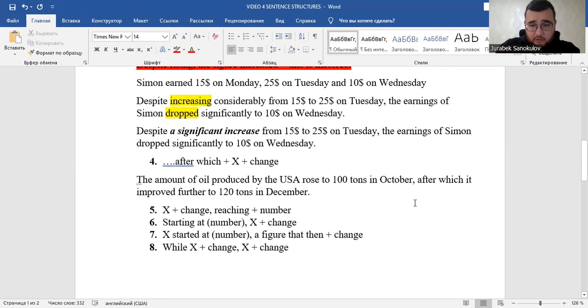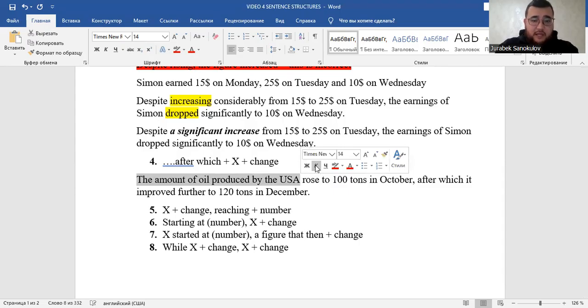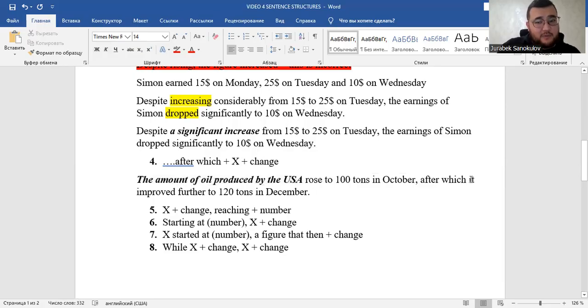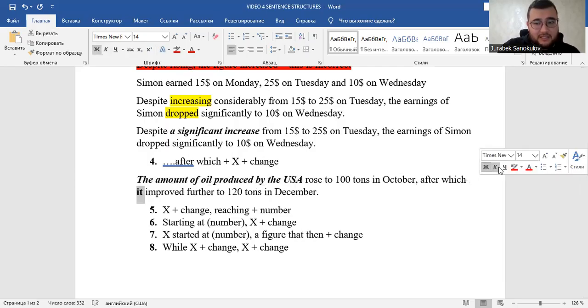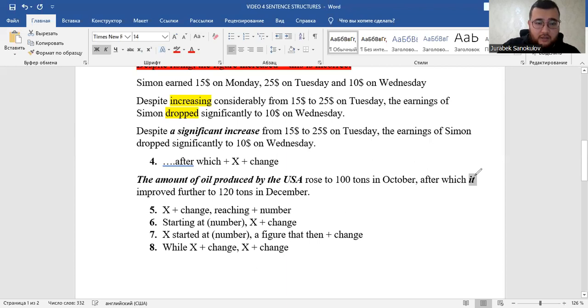So you need to pay attention to this. I started my sentence by saying the amount of oil produced by the USA. And in the next part, I said it. So this it basically refers to this part.